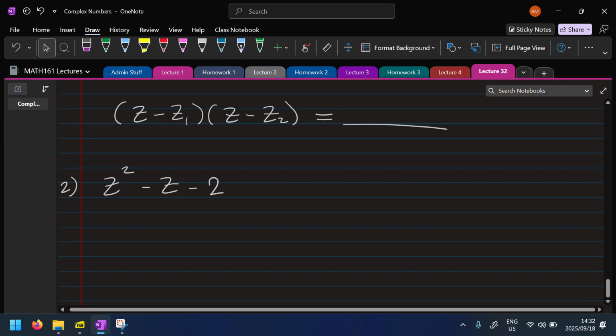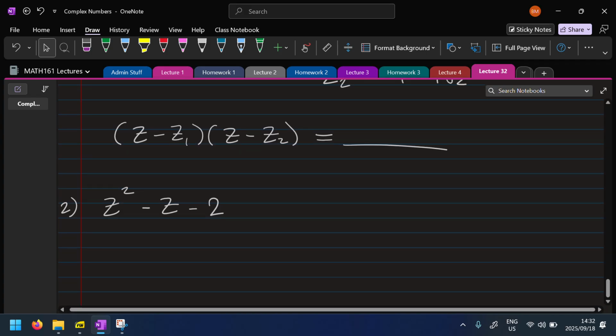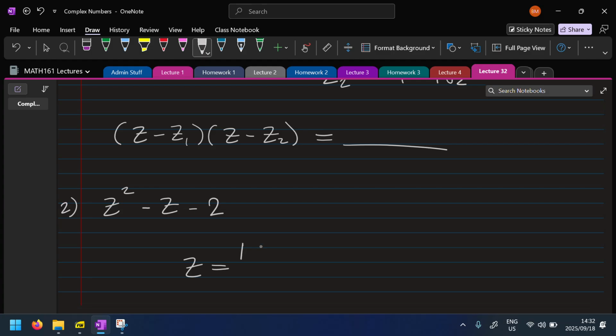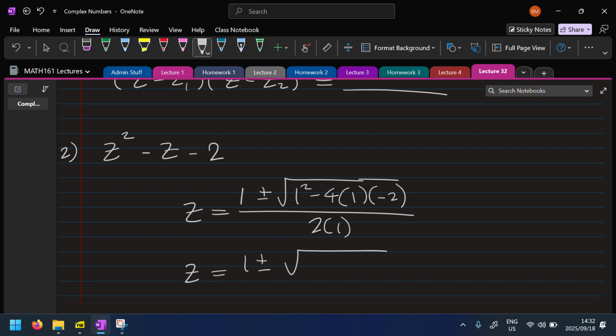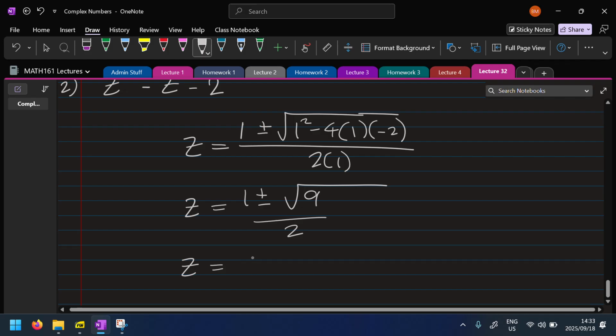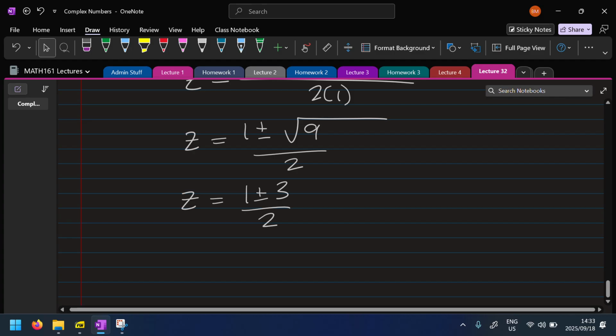Okay, so we have an idea where we're going. Let's say we didn't know that. Let's do it the long way, see we get the same answer. So Z is going to be equal to minus B plus minus root B squared minus 4AC all over 2A. So Z is going to be 1 plus minus root of 1 plus 8, so that will be 9, over 2. So we get Z is 1 plus minus 3 over 2. Okay, so here we get 2 real solutions.